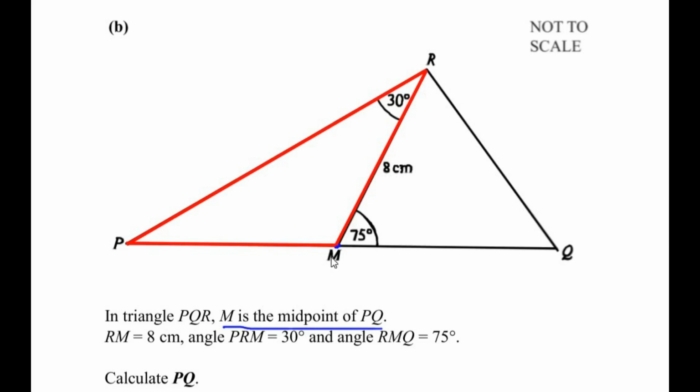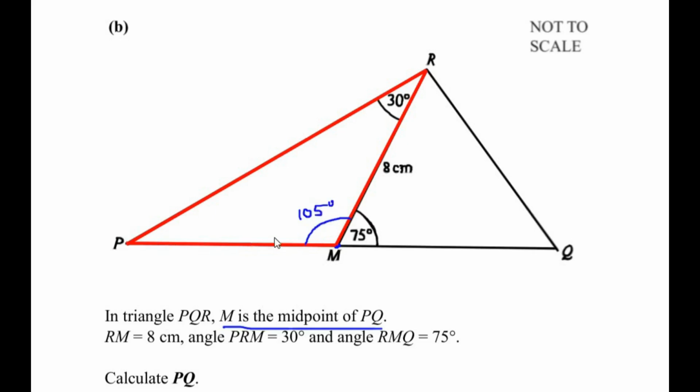Now here angle RMQ is given as 75 degrees and PQ is a straight line. So we can find out the value of angle PMR by subtracting 75 from 180 degrees, since PQ is a straight line. So 180 minus 75 will give us 105 degrees.